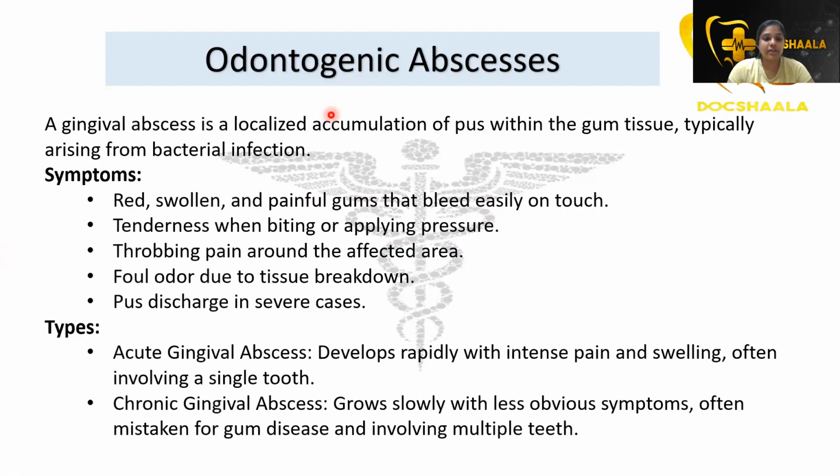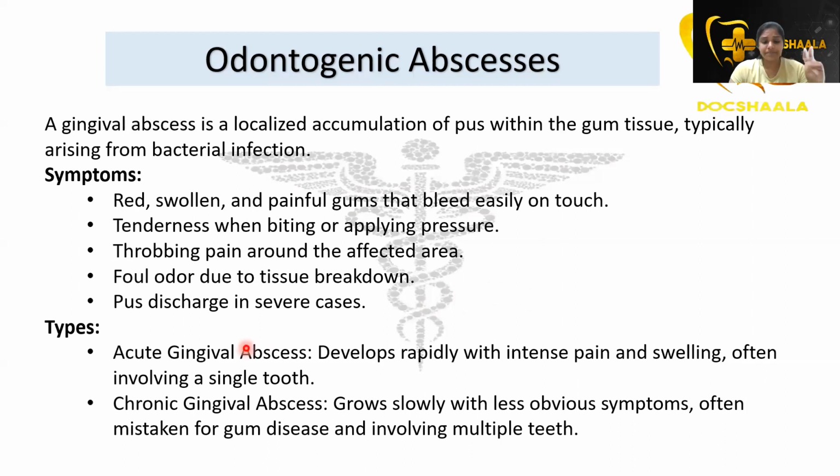gingival abscess. So a gingival abscess is a localized accumulation of pus within the gum tissue only. The symptoms here also resemble those of the periodontal abscess, but the only thing is there will not be any bone loss in a gingival abscess. The infection is localized only in the gum tissue.